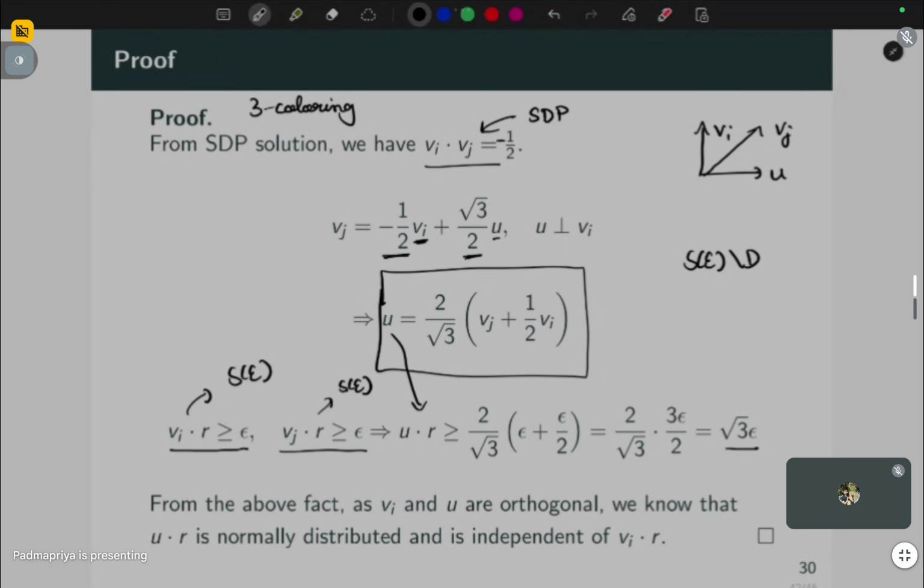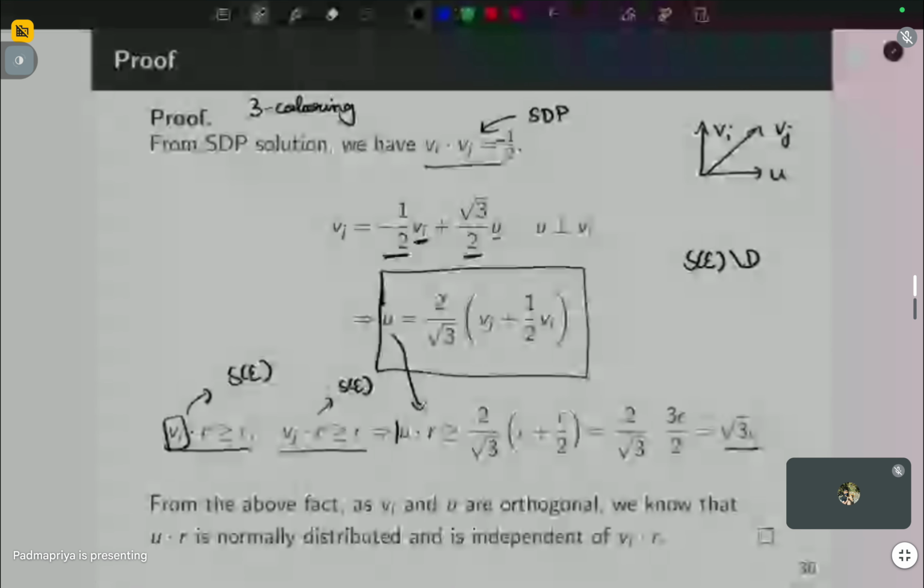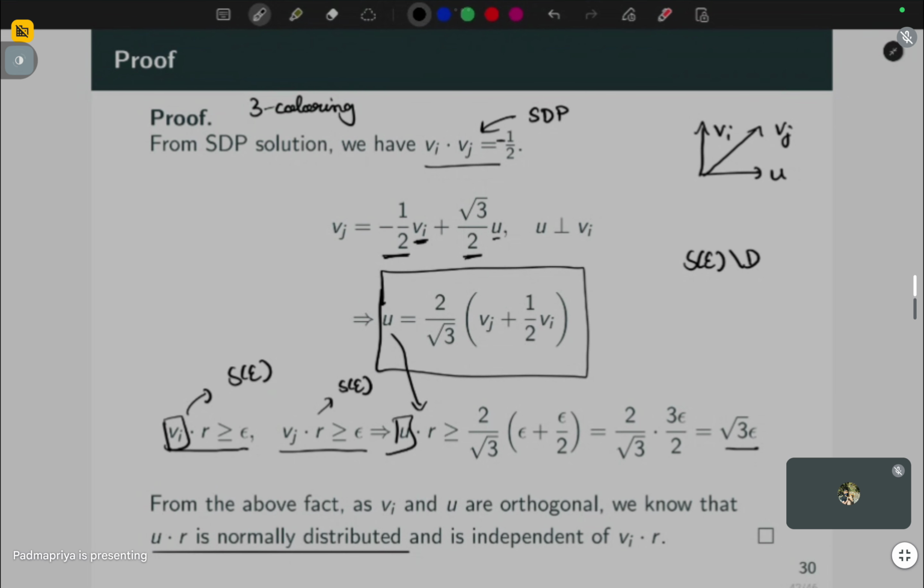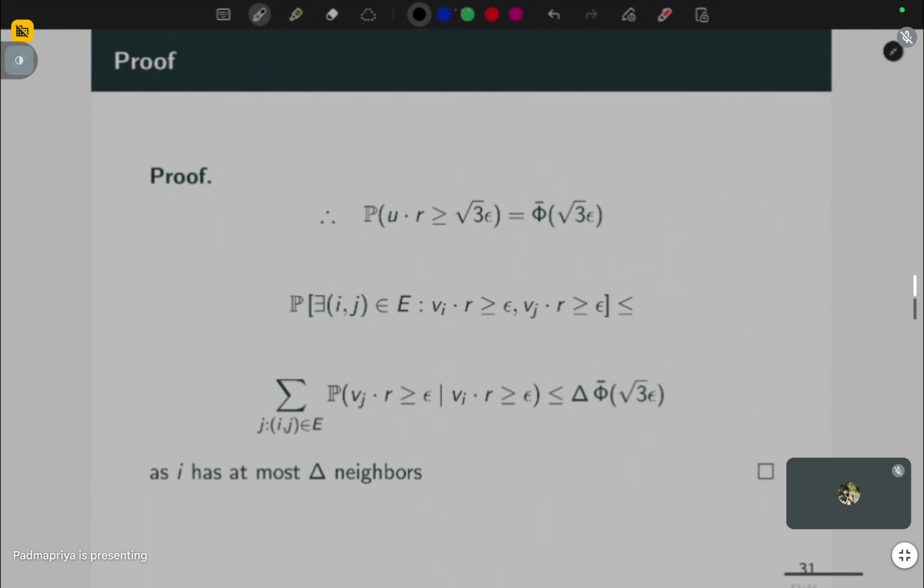With all of these things together, because vi and u are orthogonal to each other, we know this is also normally distributed. And this is independent of vi. So given this, we can say that the probability of an edge belonging to S epsilon, what I mean is both these vertices falling in.